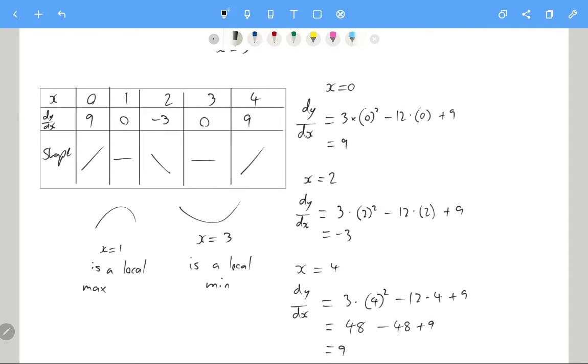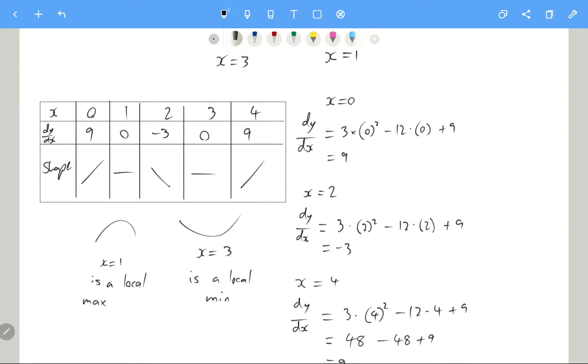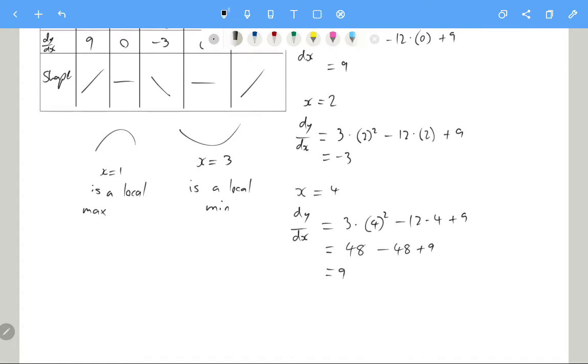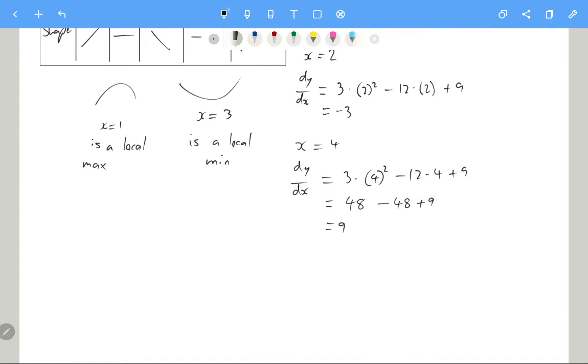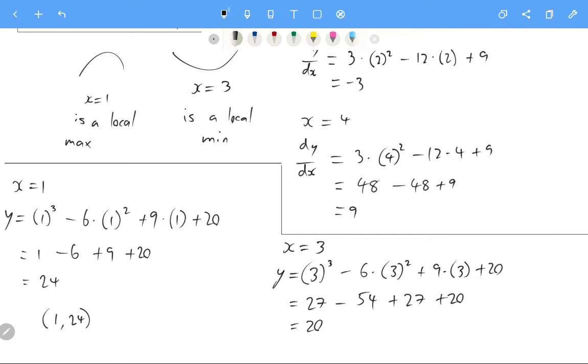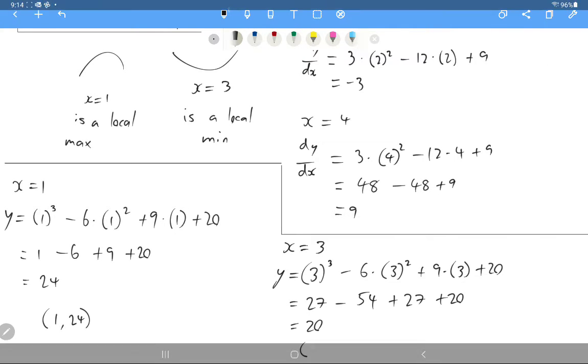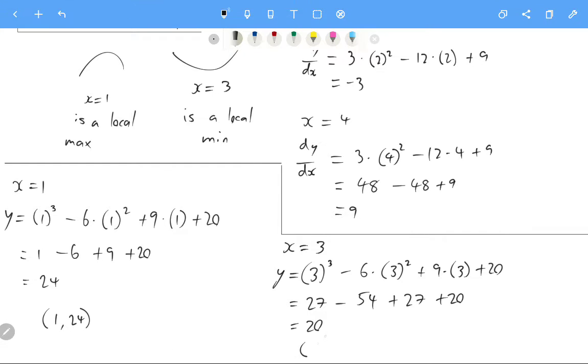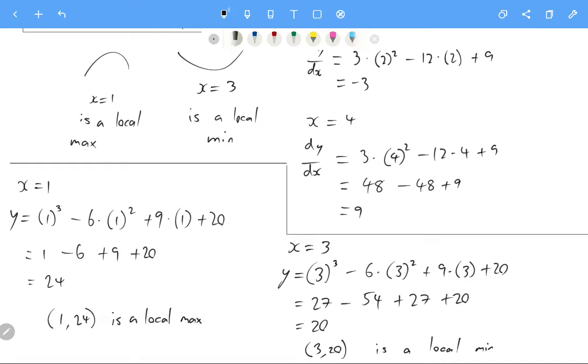So we've got our local maximum and local minimum. The question is, are these global or not? First thing to do, let's work out the y coordinates. So when x equals 1, y is equal to, alrighty. So the local maximum ends up being (1, 24), and our local minimum is (3, 20). So we've found our local maximum and our local minimum.